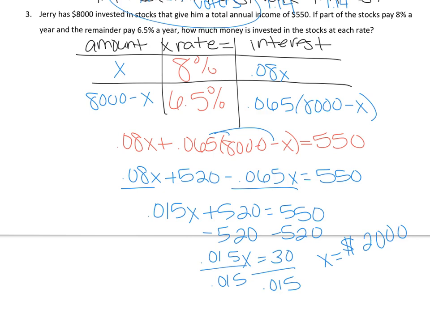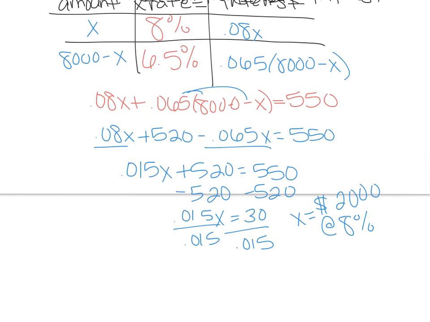Very good. Go back to your chart. X is the amount of money invested at 8%. So this $2,000, that's how much money he invested at 8%. He also invested some at 6.5%. If he invested $2,000 at 8%, how much did he invest at 6.5%? $6,000. All the rest of it. Very good.